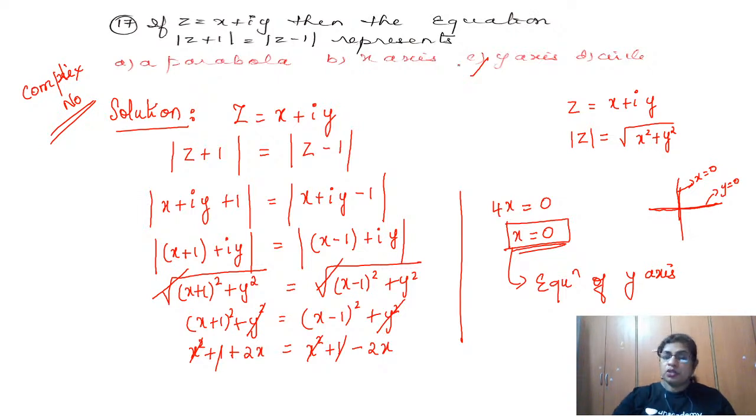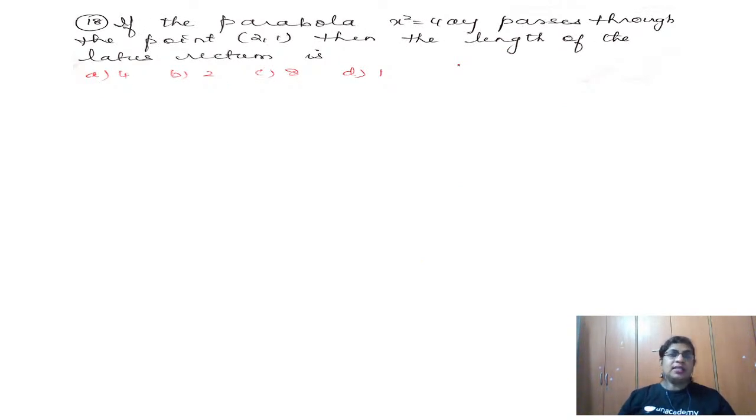Okay, we move on to the next question. Question number 18. This question is from the conic section. Under this conic section we have different types, that is the parabola.